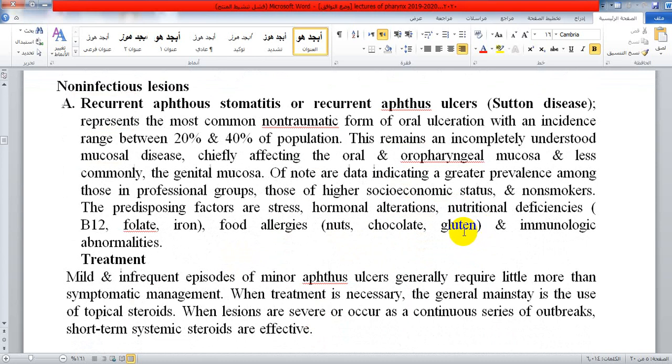Now we go to non-infectious lesions. Also, this is a very, very common lesion. Recurrent aphthous stomatitis or recurrent aphthous ulcers, or we call it Sutton disease, represent the most common non-traumatic form of oral ulceration with an incidence range between 20% to 40% of population. This remains an incompletely understood mucosal disease, chiefly affecting the oral and oropharyngeal mucosa and less commonly the genital mucosa. Of note are data indicating a general prevalence among those in professional groups, those of higher socioeconomic status and non-smokers.